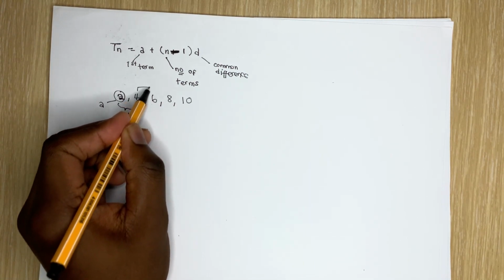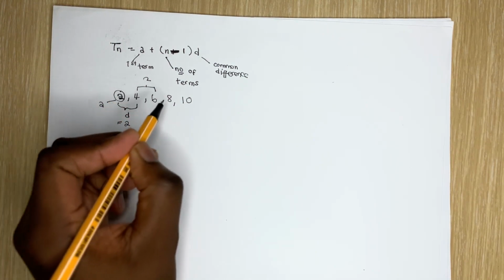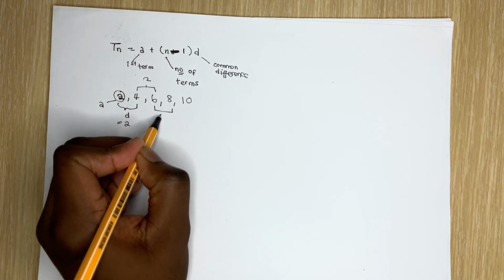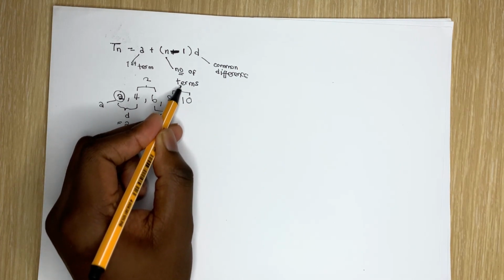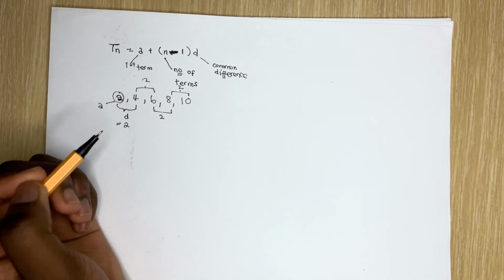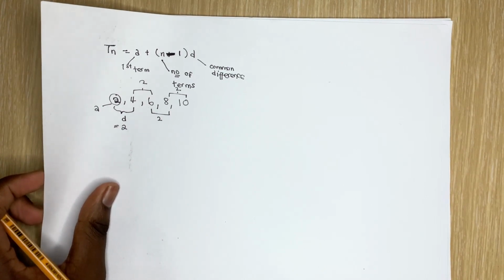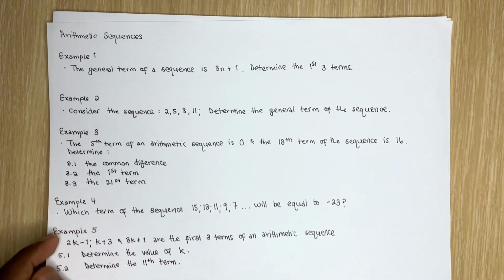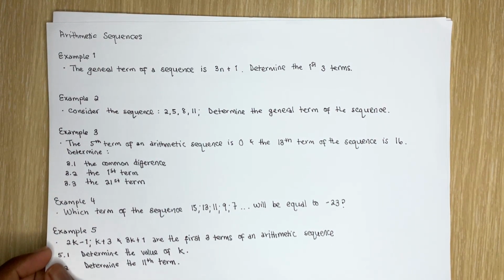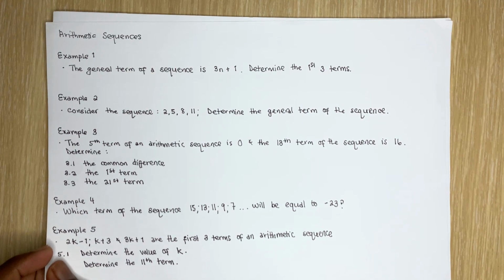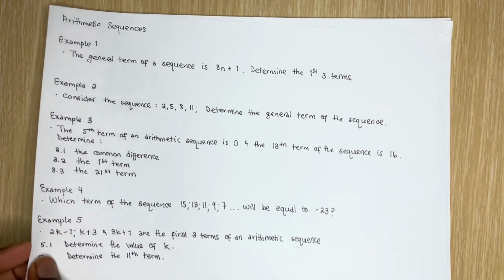So between 4 and 6, it's also going to be 2. Between 6 and 8, it's also going to be 2. And between 8 and 10, it's also going to be 2. Okay, so that is the general principle. So our question was asking us to find the general term of the sequence to determine the first 3 terms, given that the general term equals 3n plus 1. Okay, so how do we go about that?